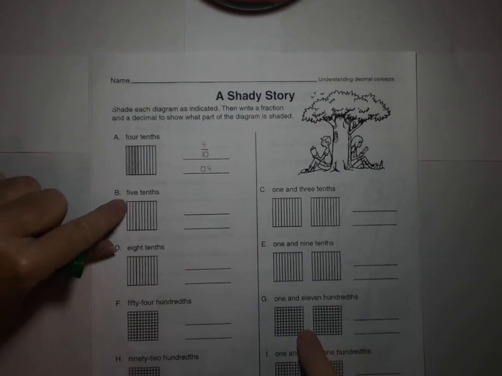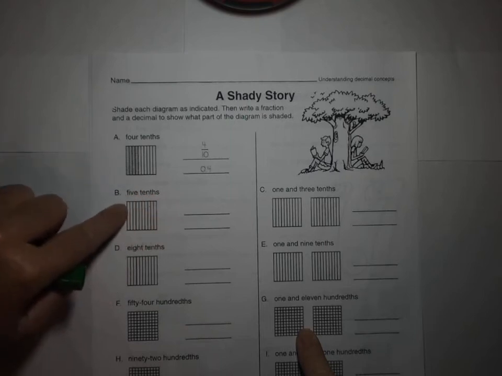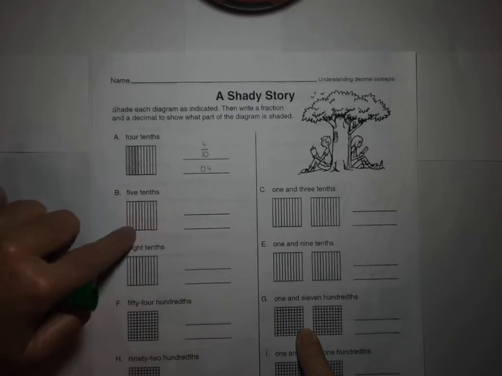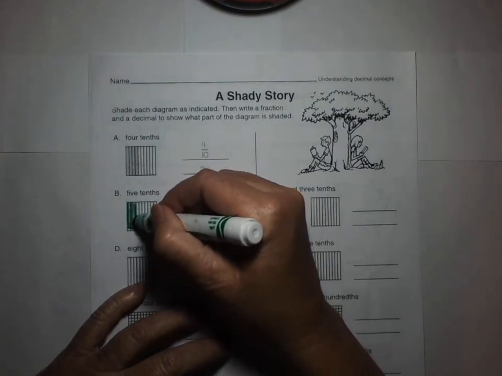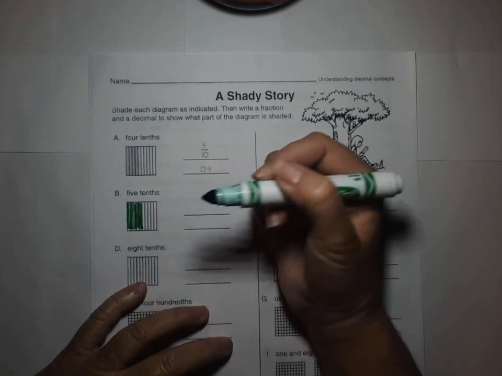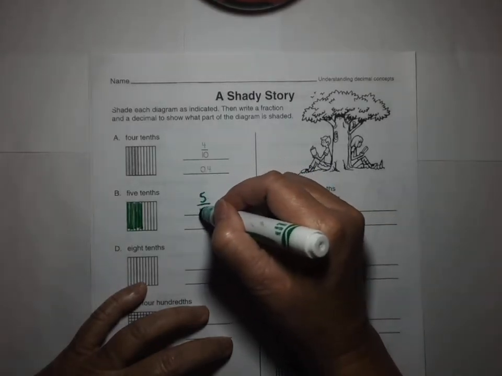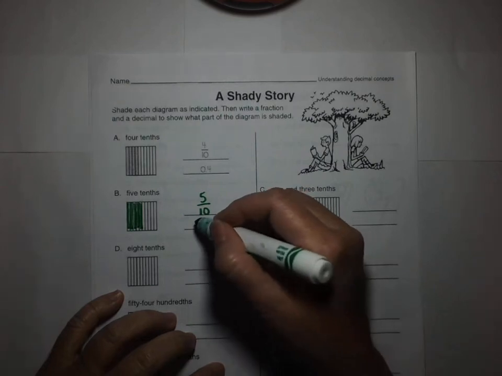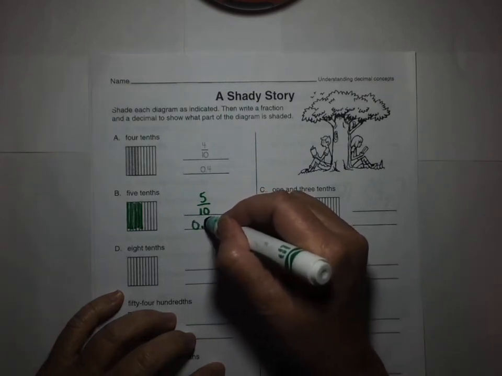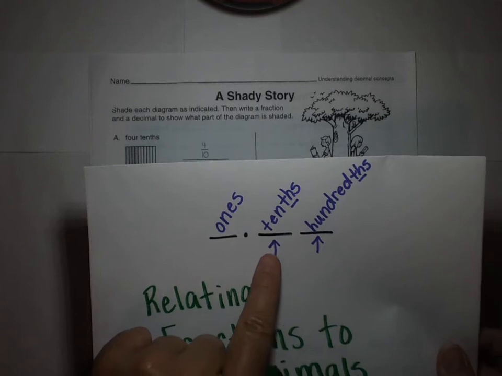5/10. So I know that there's 1, 2, 3, 4, 5, 6, 7, 8, 9, 10. So if this whole thing is showing me tenths, because there's 10 pieces, and so I'm going to need to shade in 5. 1, 2, 3, 4, 5. So my fraction would be 5 over 10, 5/10. My decimal would be 0.5. And that's 5/10. Why? Because that 5 is in the tenths place.